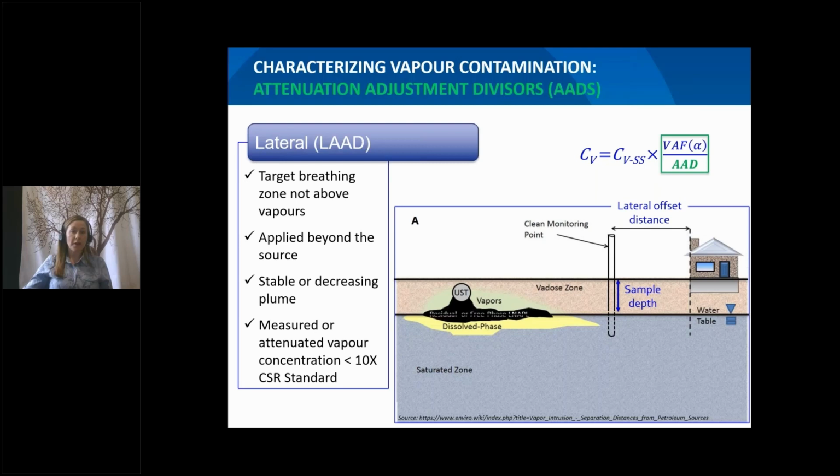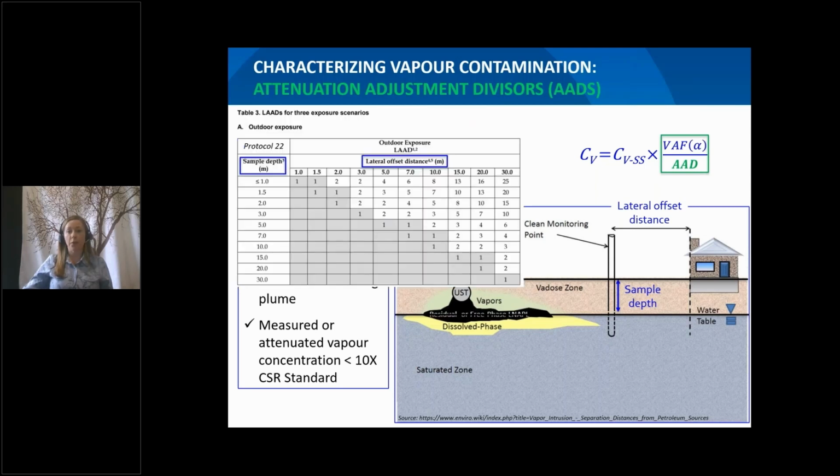So if these criteria are met, then there are 3 tables in Protocol 22 with LADs that can be applied. For example, here is the table for the outdoor LAD, which can be selected based on the depth of the sample and the lateral distance between the sample and the target breathing zone.